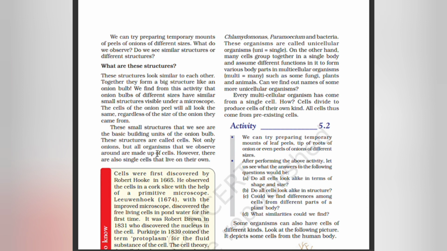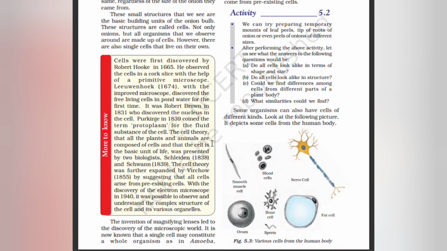Not only onions, but all organisms that we observe around us are made up of cells. However, there are also single cells that live on their own. Cells were first discovered by Robert Hooke in 1665. He observed the cells in a cork slice with the help of a primitive microscope. Leeuwenhoek, with an improved microscope, discovered the free-living cells in pond water for the first time. It was Robert Brown, in 1831, who discovered the nucleus in the cell. Purkinje, in 1839, coined the term protoplasm for the liquid substance of the cell.